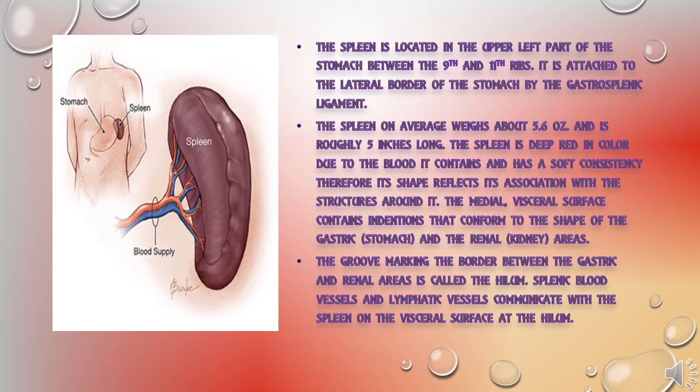Therefore, its shape reflects its association with the structures around it. The medial visceral surface contains indentations that conform to the shape of the gastric and the renal areas. The groove marking the border between the gastric and renal areas is called the hilum. Splenic blood vessels and lymphatic vessels communicate with the spleen on the visceral surface at the hilum.